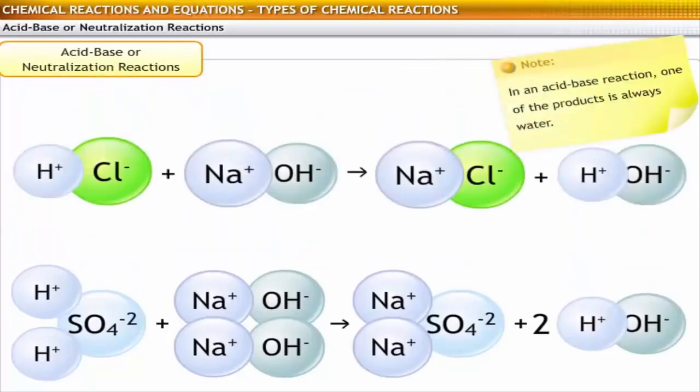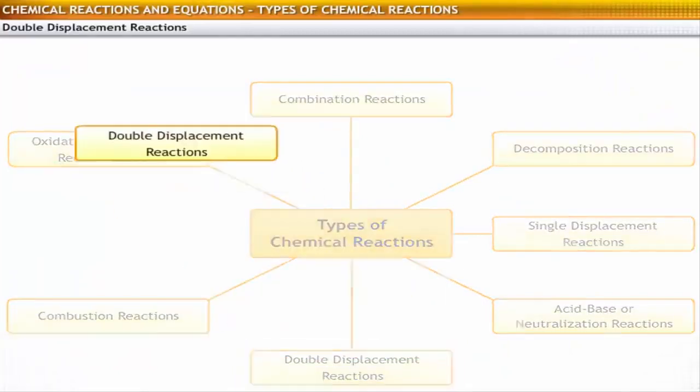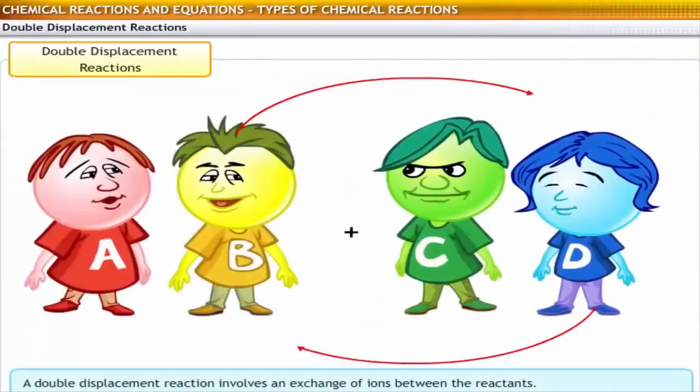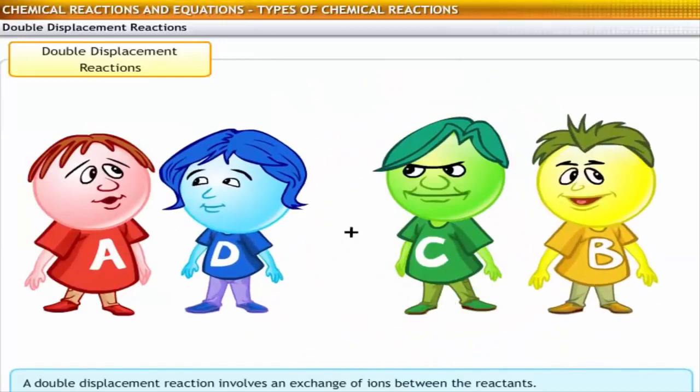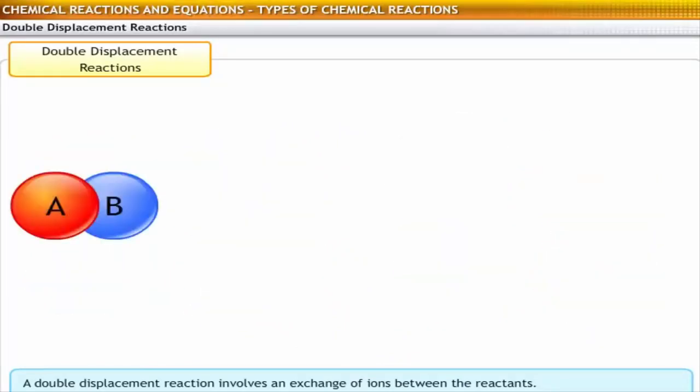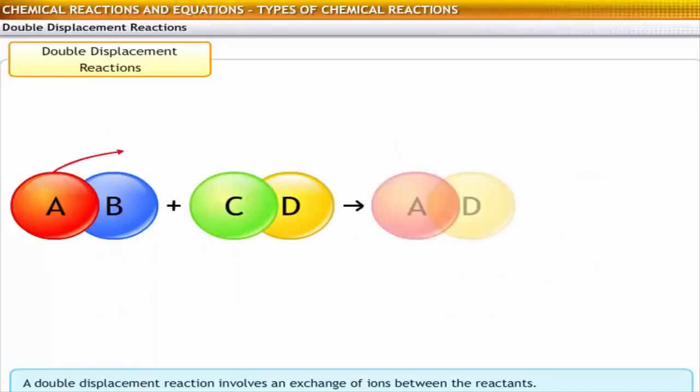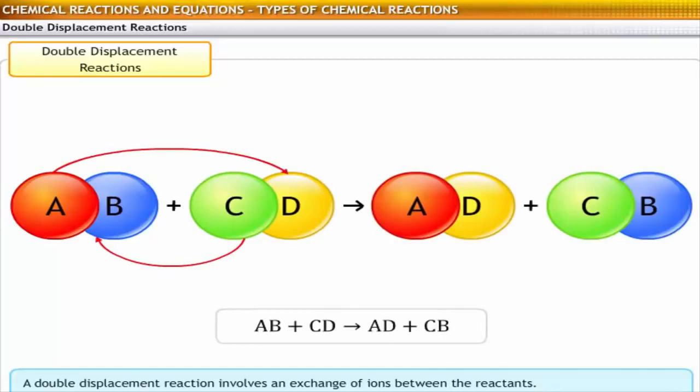Do remember that in an acid-base reaction, one of the products is always water. A double displacement reaction involves an exchange of ions between two compounds. The general form of a double displacement reaction is AB and CD undergo double displacement to form AD and CB.